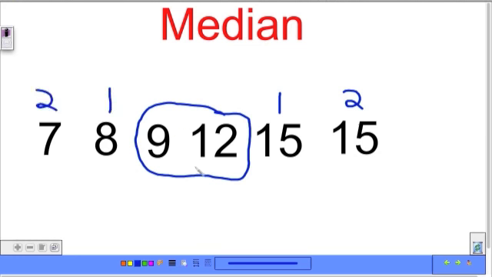So it's not like the mode. With the mode you're allowed to have 2 numbers for your answer, but with the median you're only allowed to have 1 number. So if you have 2 numbers in the middle, what you're supposed to do is add these together and then divide by 2. So we're going to do 9 plus 12, and that gives us 21. And then we're going to divide by 2.